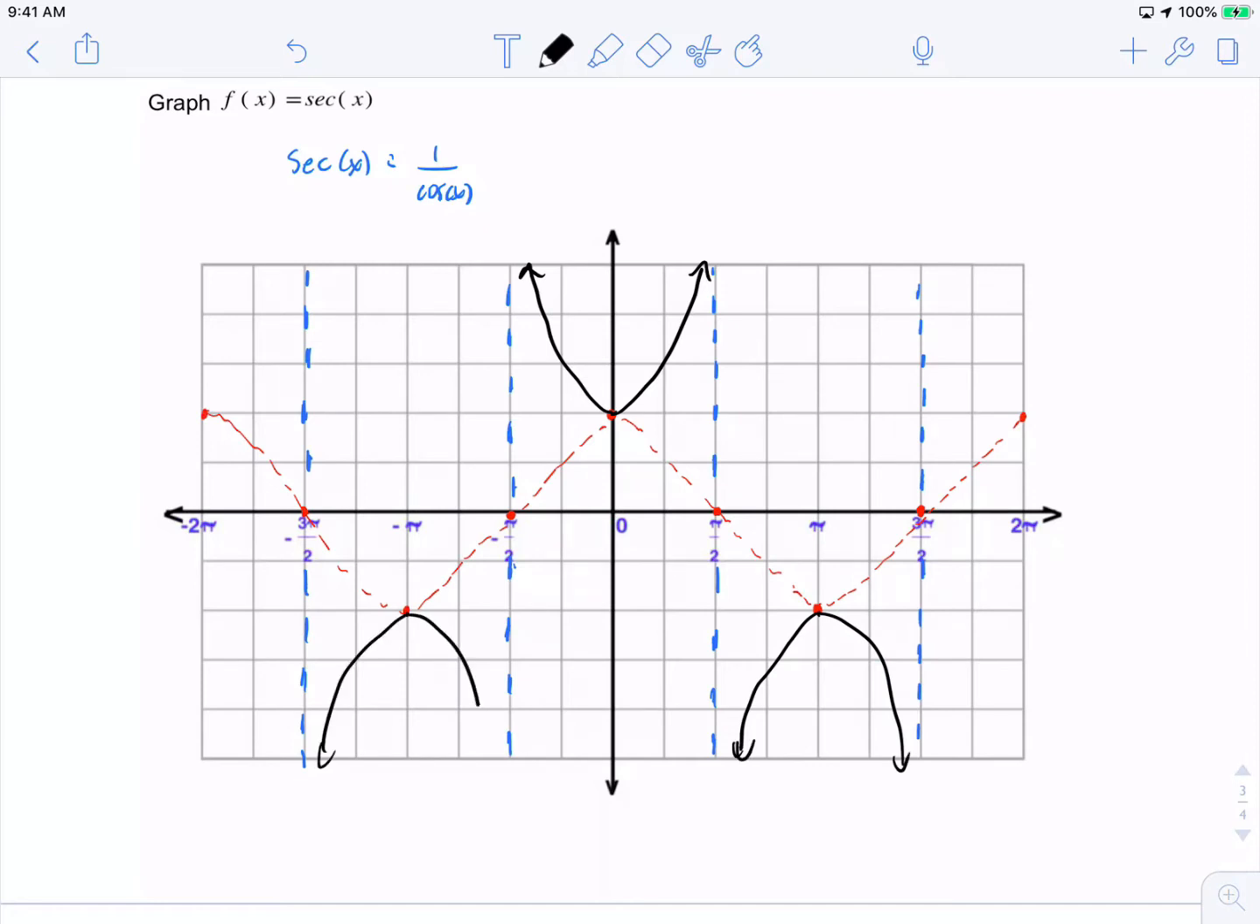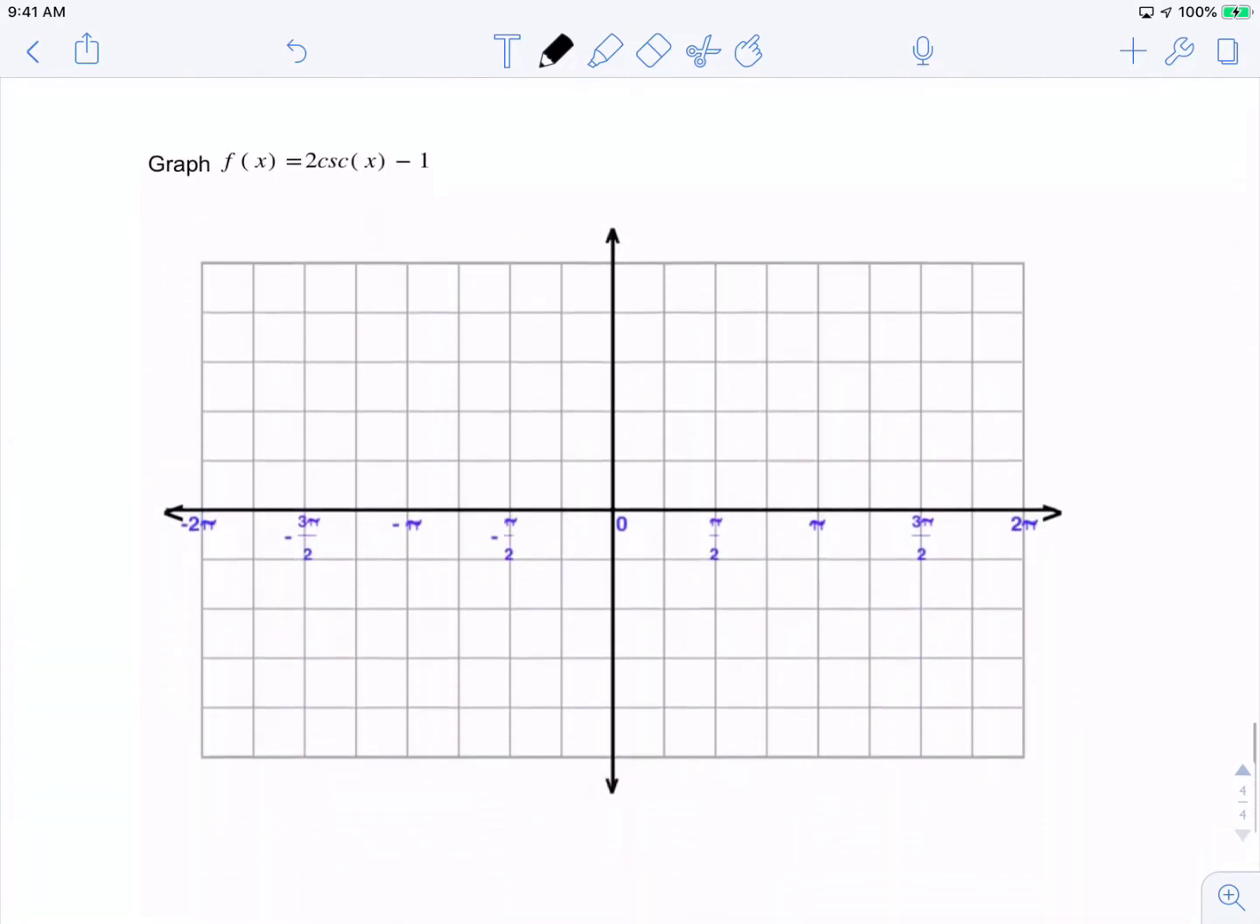But again, cosecant and secant, if you can graph cosine and sine, you can graph these two. That will be a very useful tool for you to be able to do these problems. Okay, I want to do one last example for you that has some manipulation to it. So let's get to it.